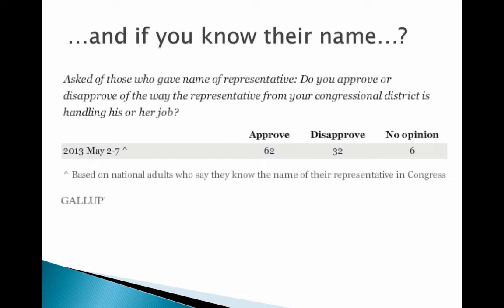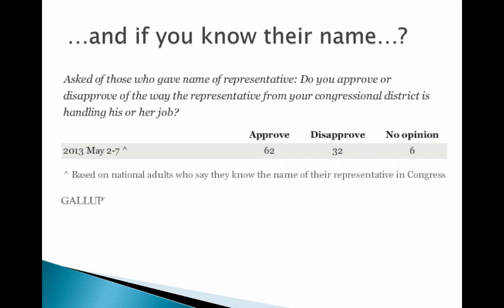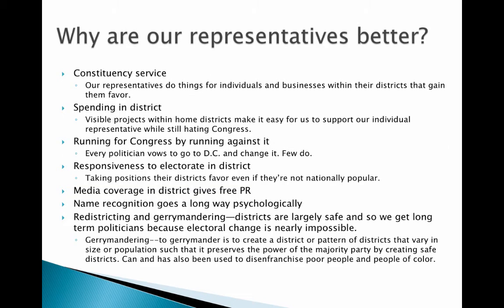Now, let's take that one step further. Do you know their name? Do you approve or disapprove of the way the representative from your congressional district is handling her job, and you know that person's name? The approval ratings are even higher then. So if you look back here on the May 2nd, 2013 one, approval ratings were 46% for your own representative. Here they're 62%, if you know their name, which means there's something about knowing who your representative is that matters. So our representatives are better, and that means our own individual ones, for a few reasons.